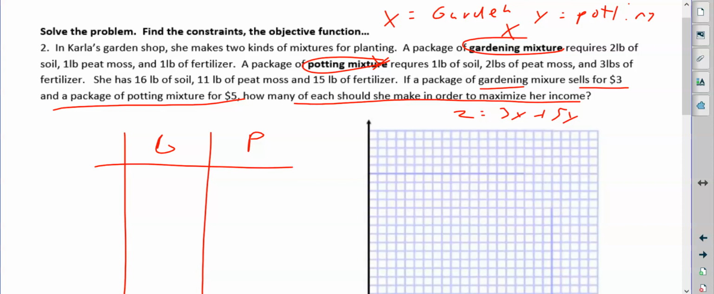Now, the gardening mixture requires 2 pounds of soil, 1 pound of peat moss, and 1 pound of fertilizer. So what do we have? We have soil, peat moss, and fertilizer. So gardening, 2, 1, 1. We don't need this anymore. Potting is 1, 2, 3.